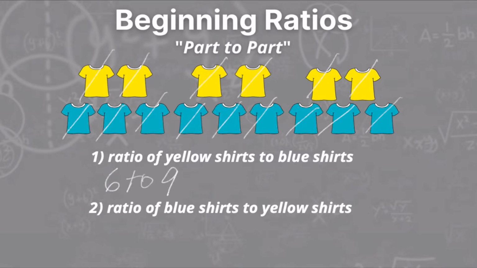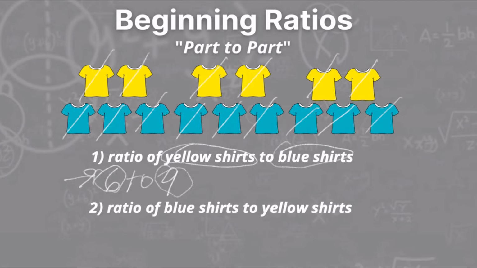This tells us that for every 6 yellow shirts, we have 9 blue shirts. And we have to make sure we count the yellow shirts first and put the yellow shirt number first in the answer because the question is asking us yellow shirts to blue shirts. So we've got to have the yellow shirt number first, then the blue shirts.